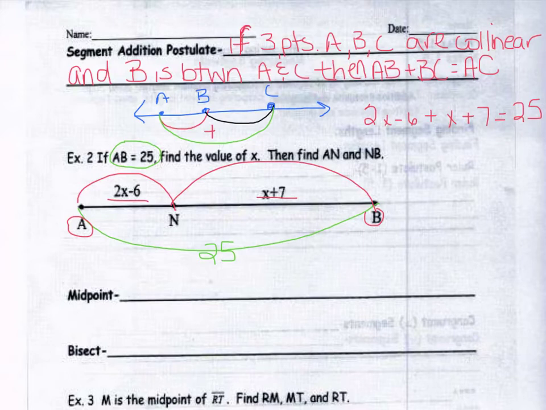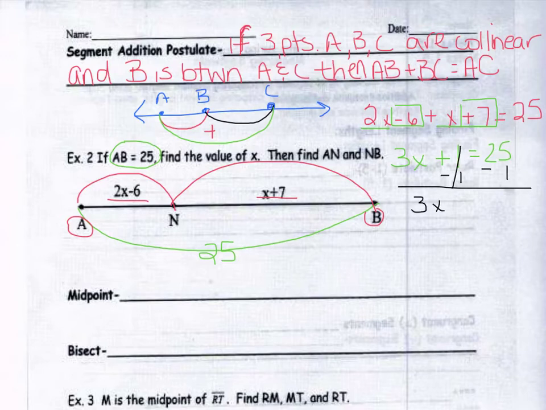So we're going to go ahead and combine our like terms. I have 2x's here and 1x here. That gives me a total of 3x's. And I can combine my -6 with my 7, and that would give me a 1. 3x plus 1 equals 25. I've got to get x by itself, so I need to subtract 1, so that becomes a 0. And whatever I do to one side, I have to do to the other. So those are gone. So I have 3x equals 24.